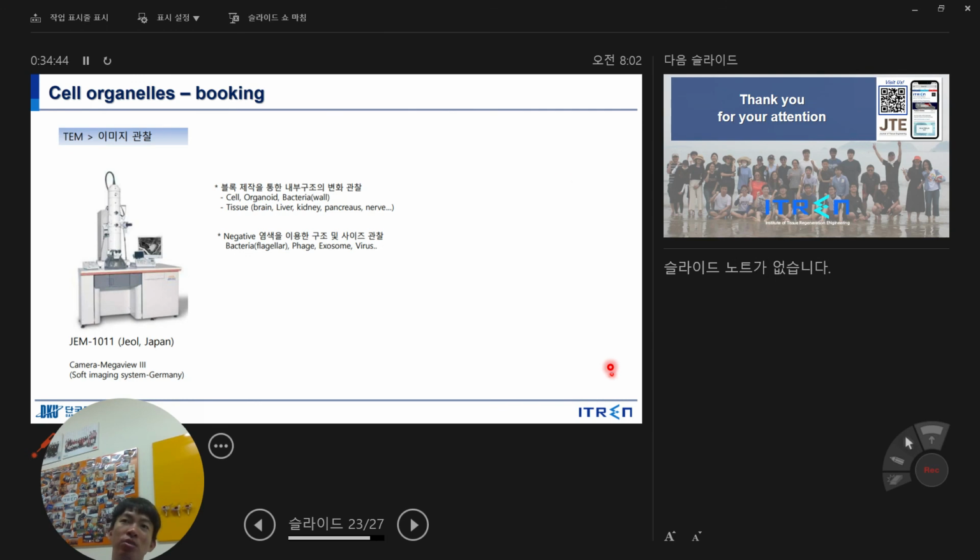Depending on the cell, organ, bacteria, or tissue type, they can visualize, or from negative staining, bacteria, phage, exosome, virus, they can visualize. Especially for exosome here, you can get the exosome, see the pellet, and then send it to them. They will visualize it for you.